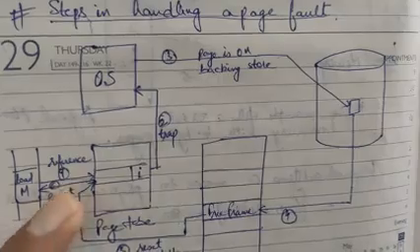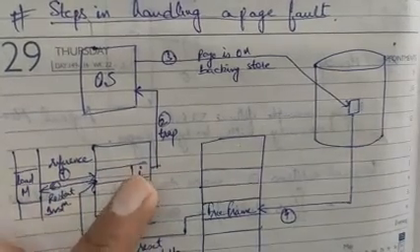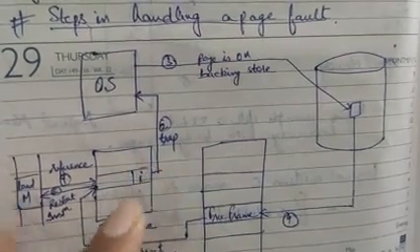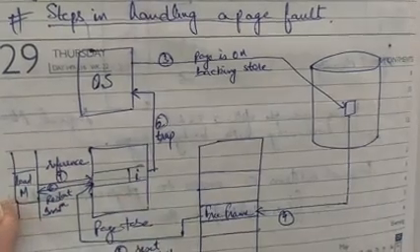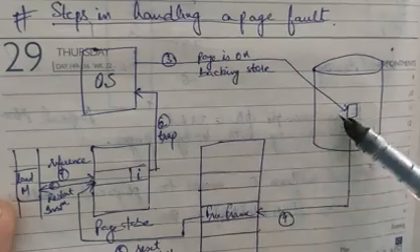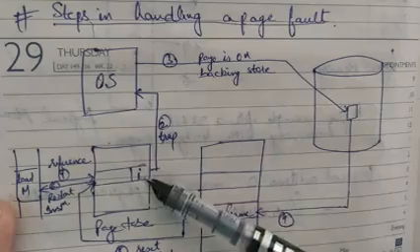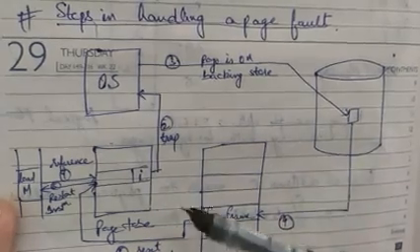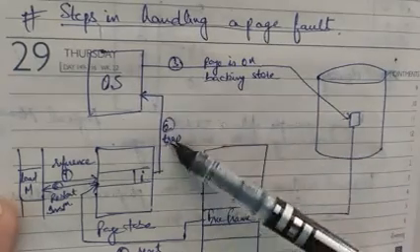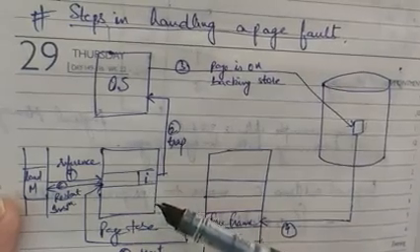Now what is the second step? It is trap. If the page is to be found and the bit corresponding to that page is invalid, this is the valid-invalid bit, that means the page is not in the page table, and it needs to be brought back from the backing store. If it is invalid, it will result in a trap to the operating system. That means a trap to the operating system means that the page was not in the page table.